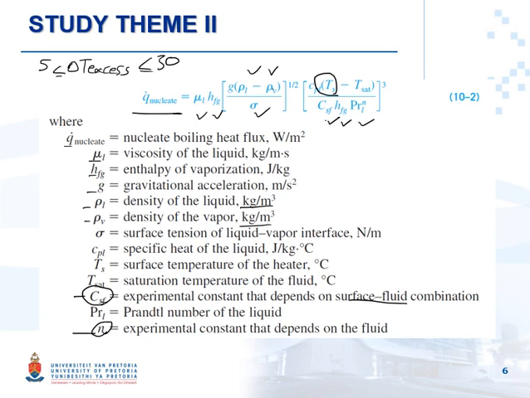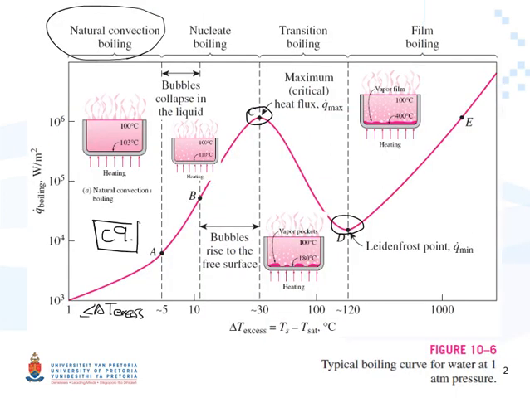Okay, so we talked about natural convection boiling. We also talked about nucleate boiling. If you remember, I told you that nucleate boiling is the desirable regime of boiling for us. Why? Because the maximum heat flux happens at the end of nucleate boiling. So this area, close to this point C, is very desirable for us. We want to design everything to achieve the highest heat transfer to that specific point.